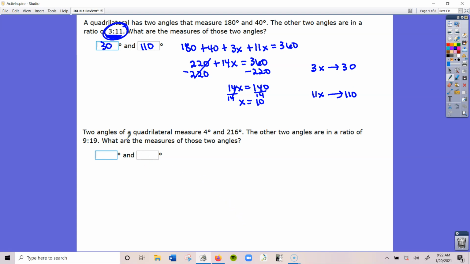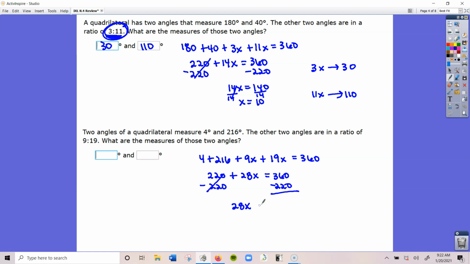Last one, two angles of a quadrilateral measure 4x and 216. The other two angles are in a ratio of 9 to 19, so plus 9x and plus 19x, and this equals 360. 4 plus 216 is 220, plus 9 plus 19 is 28x, and this equals 360. Subtract the 220, we get that 28x is equal to 140.